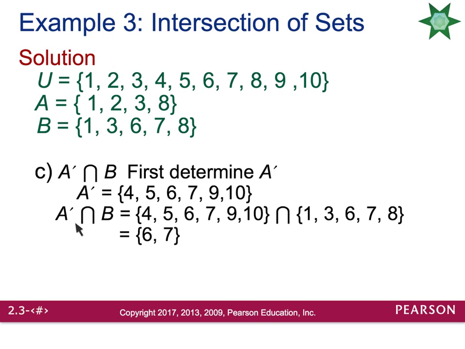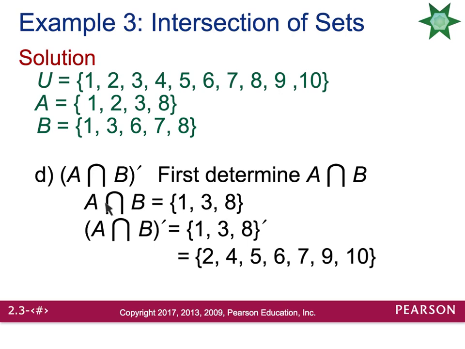Now we take that A complement and intersect it with B. So we see which elements these two sets have in common. A complement is 4, 5, 6, 7, 9, 10, and B is 1, 3, 6, 7, 8. We can see that 6 is in both and 7 is in both, and that's it. So we would say A complement intersect B, or A complement and B, would be {6, 7} only.